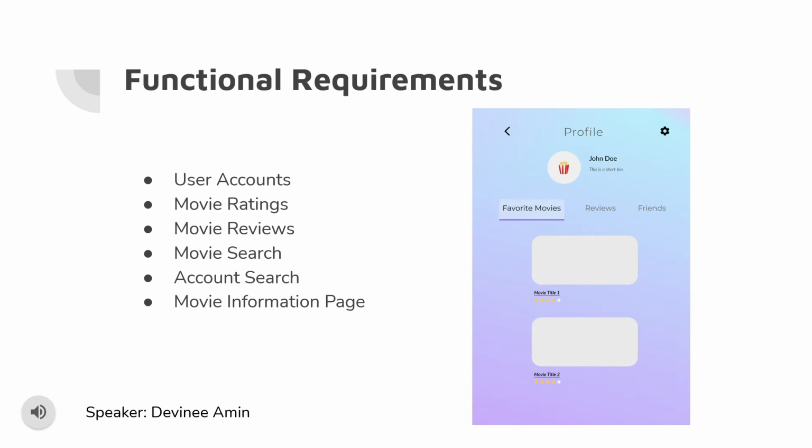Listed on the screen are our functional requirements. Firstly, users are able to create a user account so they can access the Watchable application. Users can then assign a rating out of 5 stars for a movie, as well as leave a text review. The search bar can be used to search for specific movies or search for other user accounts. When a movie is selected, a movie information page is shown that displays all the relevant movie information, including a description, reviews, and where it can be watched.